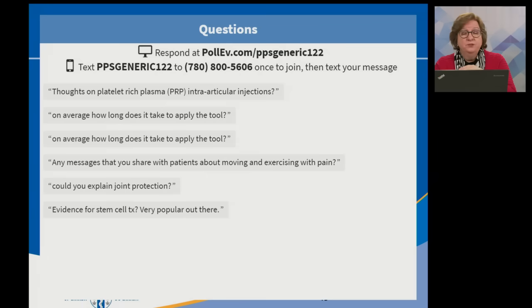Thoughts on platelet-rich plasma? I saw stem cells in there also. Inconclusive. I know that research is being done, but currently we don't have conclusive information to say that it works in all patients. There is some research, especially in the area of the knee, around platelet-rich plasma that's looking very promising, and around stem cell. But I'll have to say inconclusive.